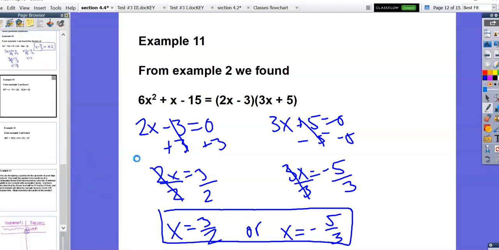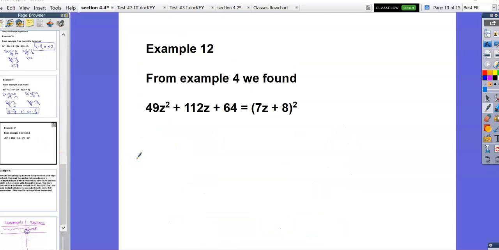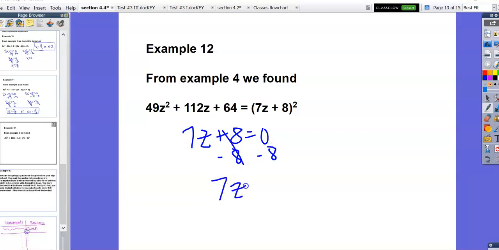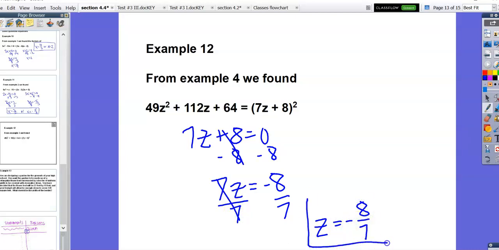We did look at a few examples where we had the same solution or we had something squared, like 7z plus 8. That's fine, just set 7z plus 8 equal to 0, then solve for z. And in this example, we only have one solution. You'll learn more fancy words for that later, but for now, it's okay if we just say that z equals -8/7.